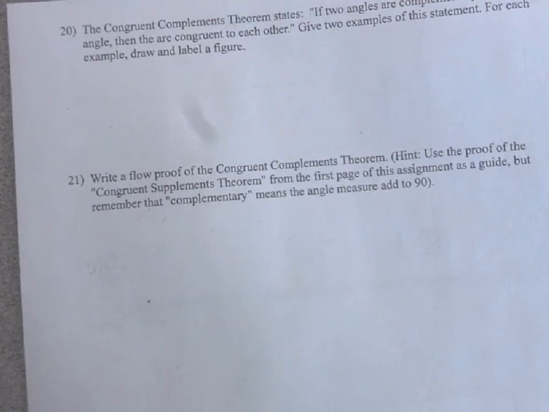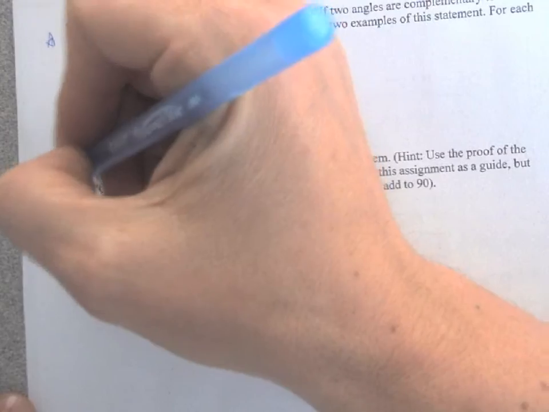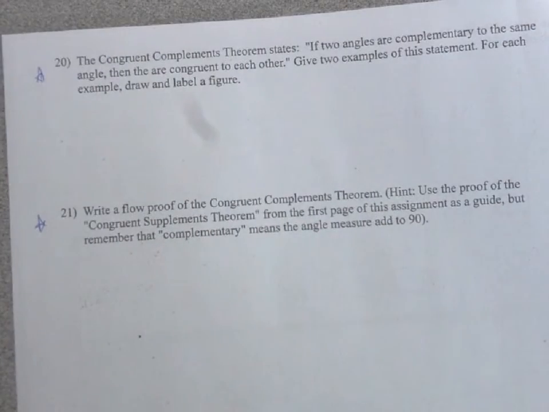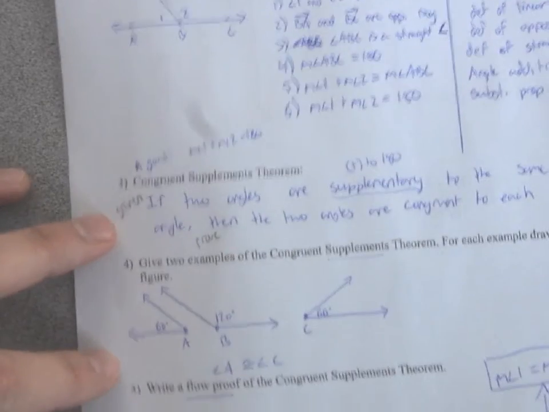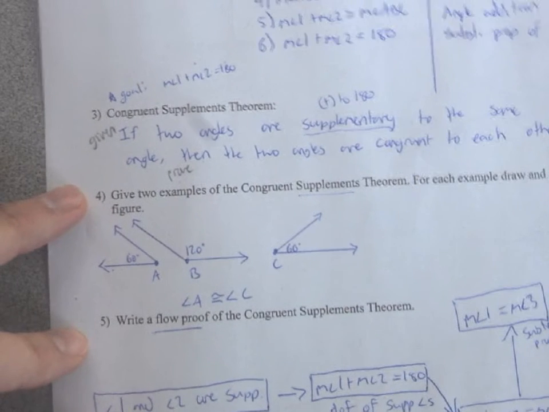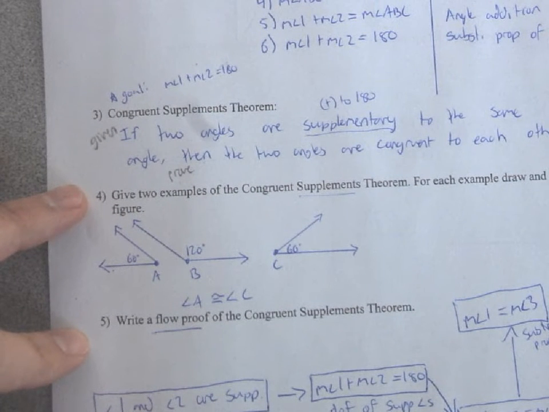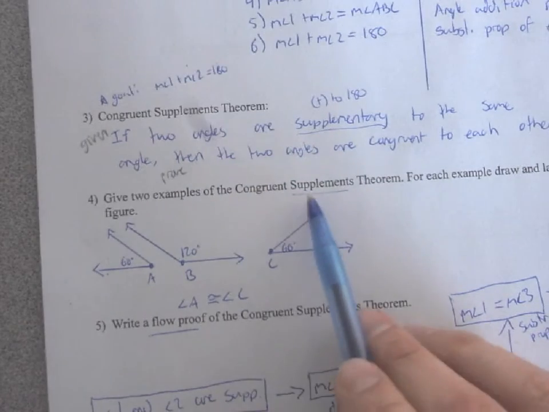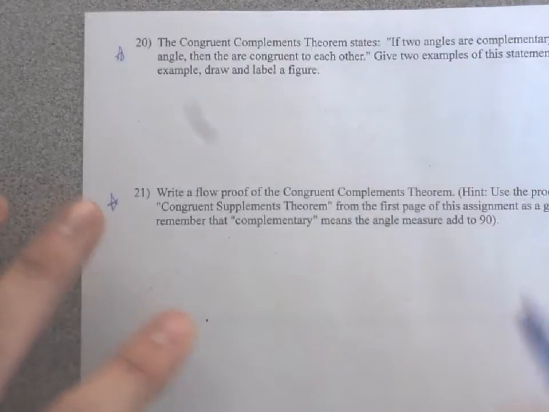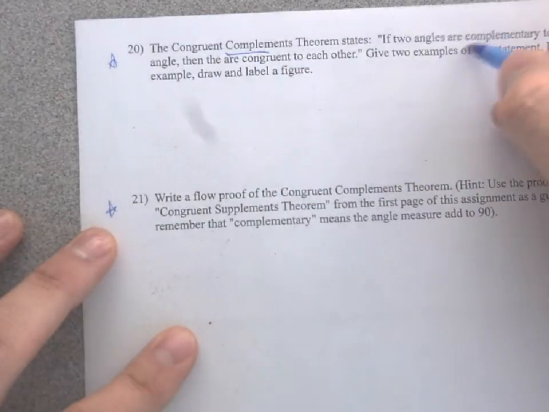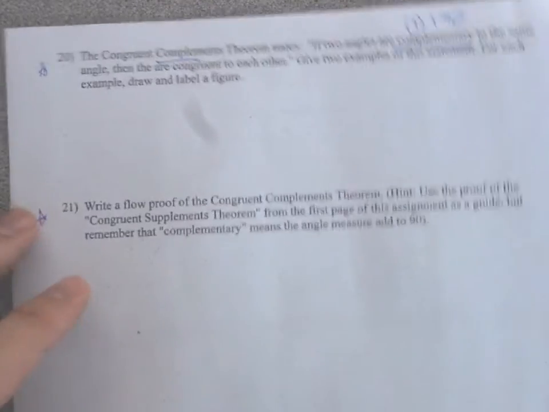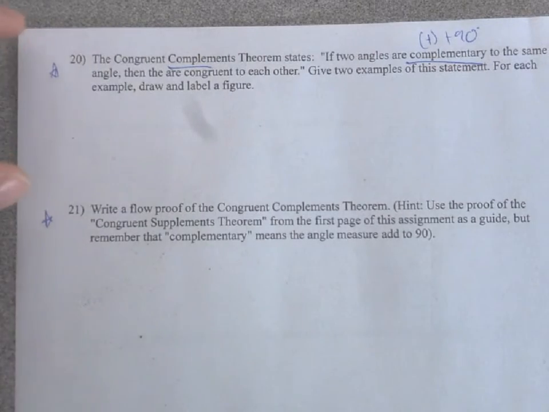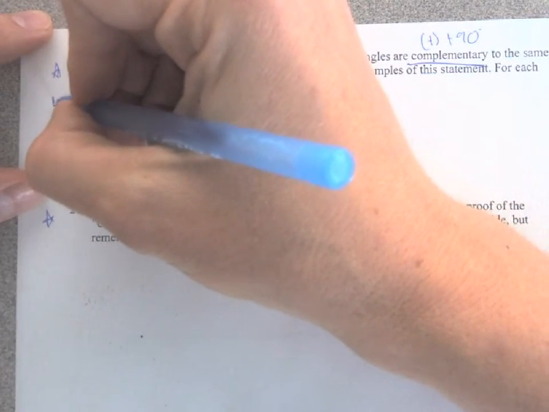But I've given you some hints. So let's talk about 20 and 21 for a second. 20 and 21 are going to be almost exactly the same as 4 and 5, okay? The only difference between 4 and 5 and 20 and 21 is that this is congruent supplements and this is congruent complements, right? So complementary angles add to 90 degrees. So if you need some help with number 20, look at problem number 4.